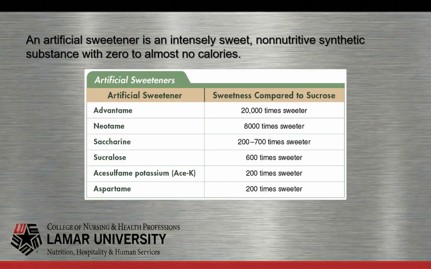An artificial sweetener is an intensely sweet, non-nutritive synthetic substance with 0 to almost no calories. Artificial sweeteners are considered non-nutritive because they are not absorbed by the body and do not contribute nutrients. Six types of artificial sweeteners have FDA approval. These include advantame, neotame, saccharin, sucralose, ACE-K, and aspartame.